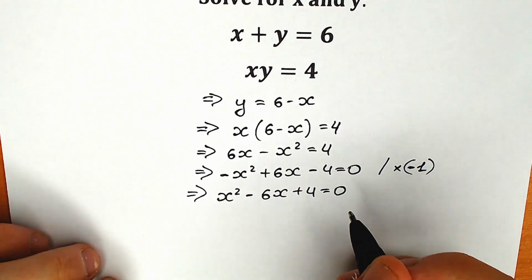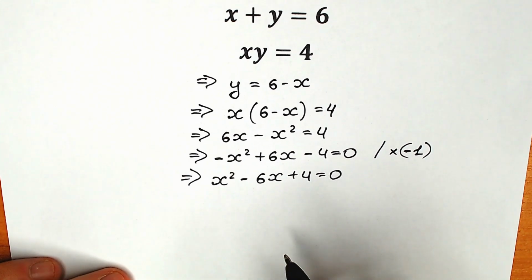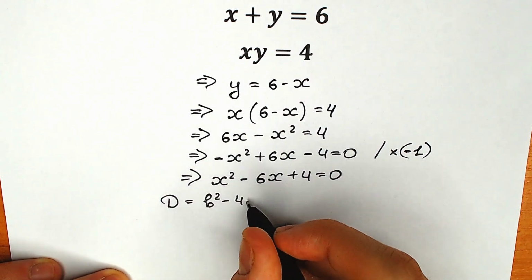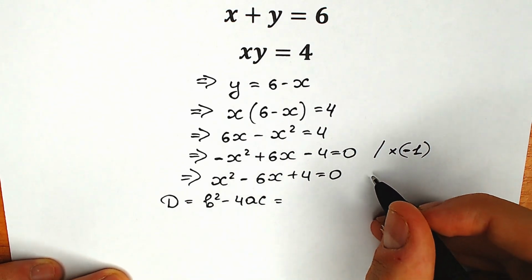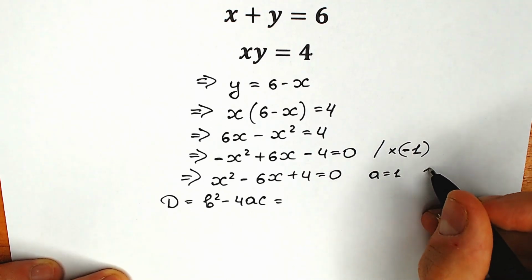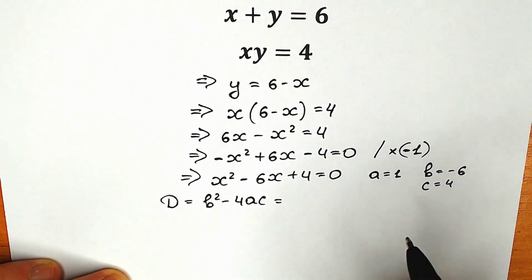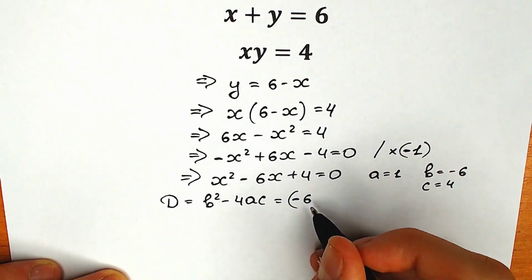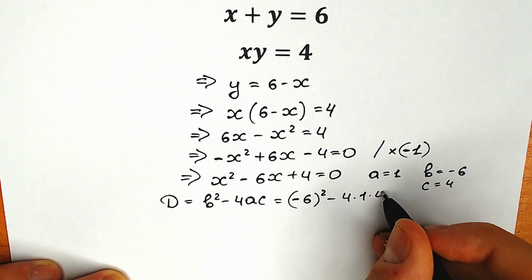So this is our quadratic equation, all known formulas right now. Let's solve it according to a discriminant real quick. Discriminant equals b squared minus 4ac. From here, we can easily write our coefficients: a equals 1, b equals minus 6, and c equals 4. So let's plug in each of these coefficients: we have minus 6 squared minus 4 times 1 times 4.